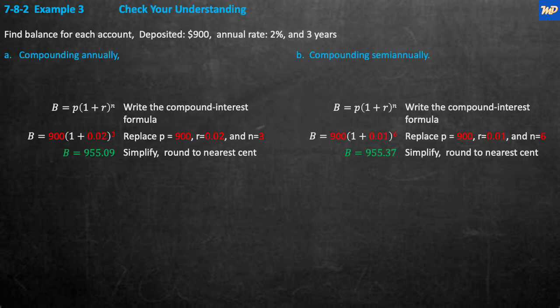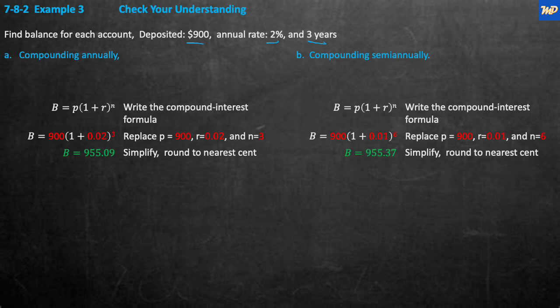So let's check our understanding. Find the balance for each account. Deposited $900, annual rate 2%. We've got the 900, we've got 2%, and 3 years. Okay, and it's compounded annually for A. Annually means that we're not going to be multiplying the number N, the number of years. We're just going to use the straight up 3.